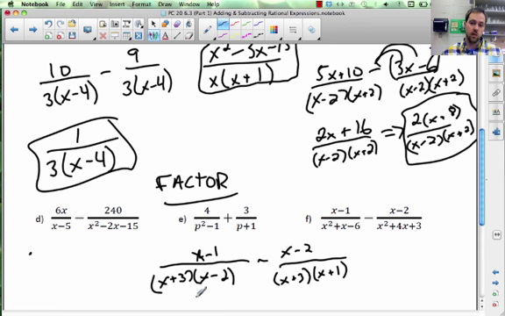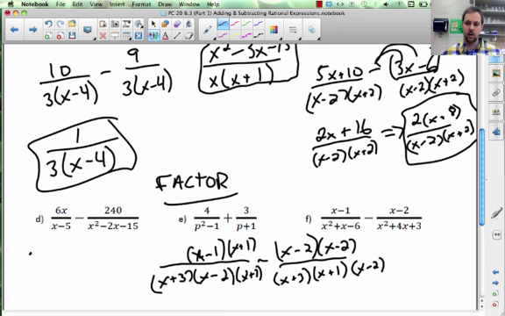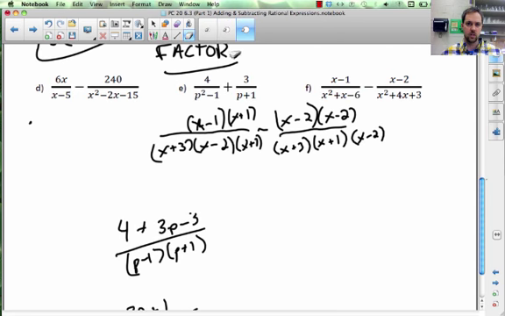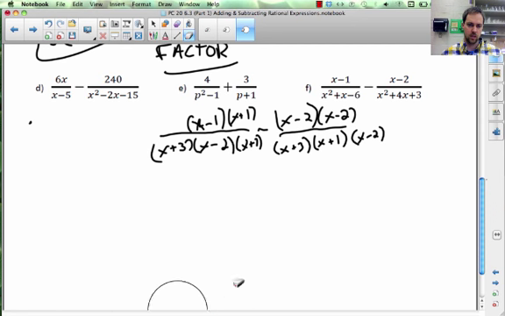So this one is missing the x minus 2 from the other one, so we have to multiply by x minus 2 over x minus 2. And this one is missing the x plus 1 from this one, so we have to multiply by x plus 1 over x plus 1. Now we have a whole bunch of work that we still have to do here, unfortunately.